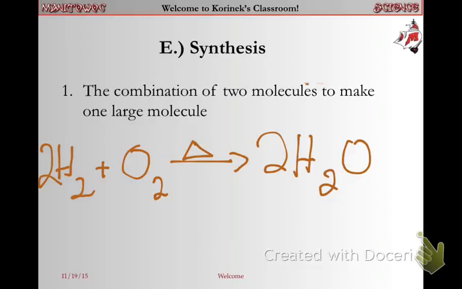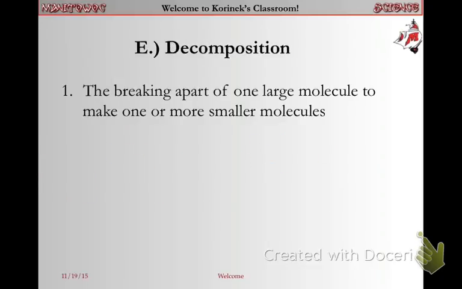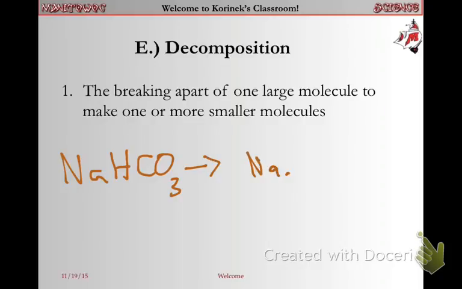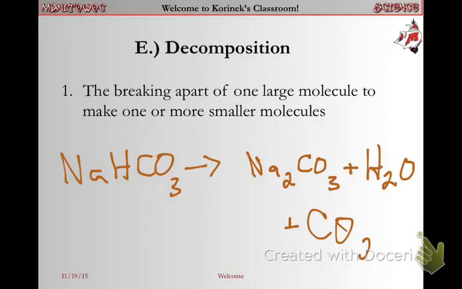And again, we'd want to balance it, so we need a 2 out front there and a 2 out front there. All right, lastly, let's do a decomposition then. A decomposition is when 1 large molecule breaks apart. So we're going to go with baking soda, which is sodium bicarbonate, right there. And that breaks apart into really 3 substances. Sodium carbonate, water, and finally, I think the last one is carbon dioxide, CO2.